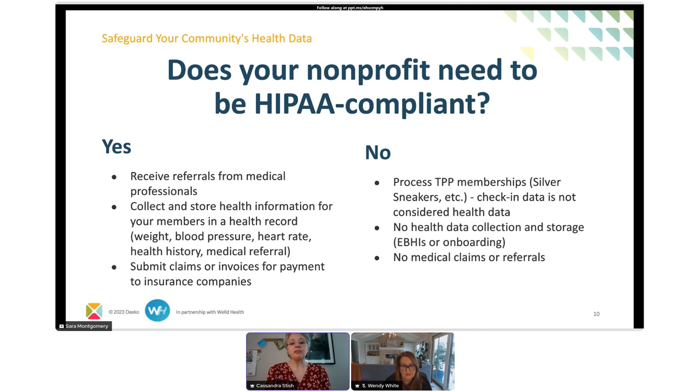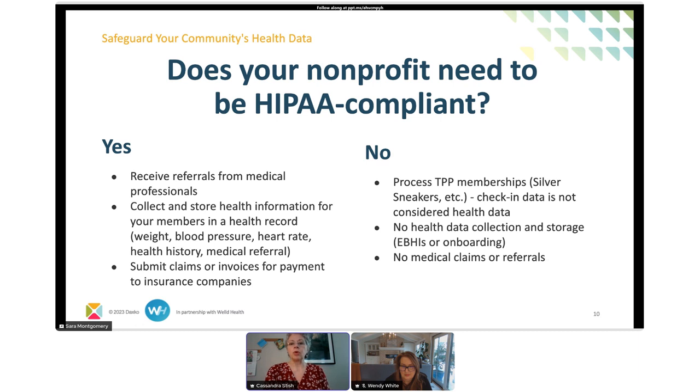So yes, if you receive referrals from a medical professional, if you're collecting and storing health information on your members in a health record, weight, blood pressure, heart rate, etc., if you're submitting claims or invoices for payment to insurance companies, then yes, you really should be having a rather robust, somewhat hardened, and operationally transparent plan. Everybody should know what the SOPs are. If there is a breach, if there is a problem, what do we do? All of that stuff should be dialed in.